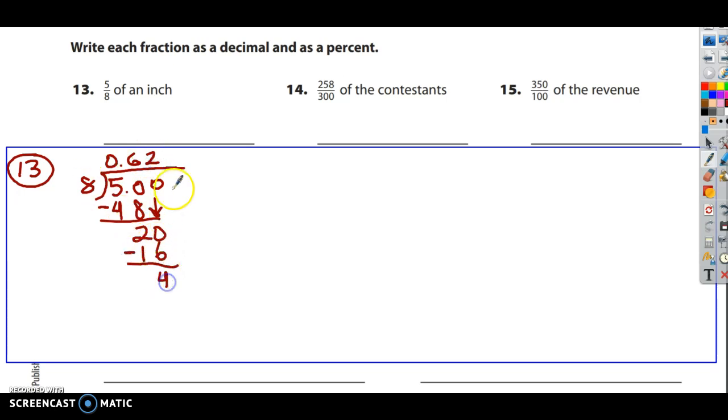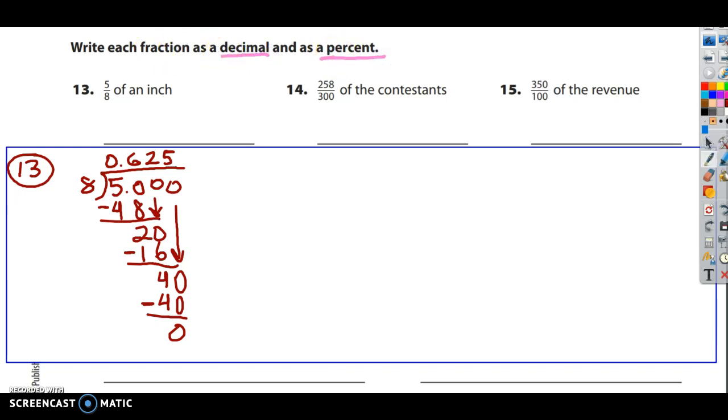20 minus 16 is 4. Annex and drop a 0. 8 goes into 40 5 times. 5 times 8 is 40. I'm kind of done. Let's go back and read the directions real quick. We were to write each fraction as a decimal and as a percent.